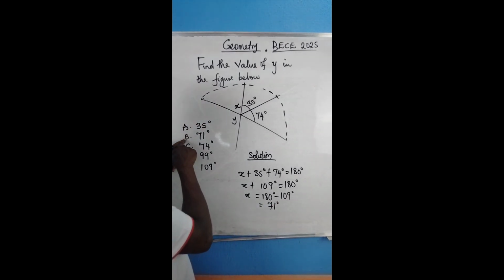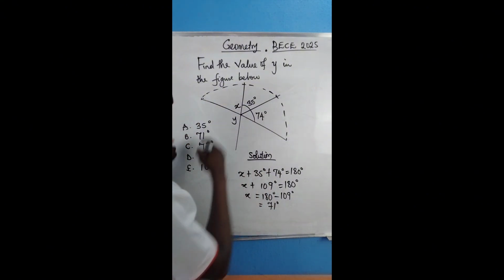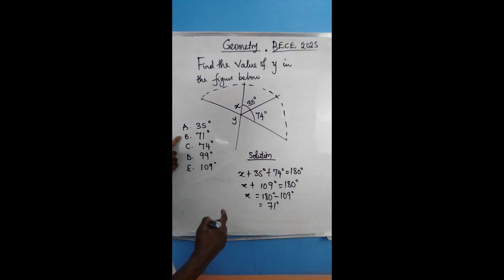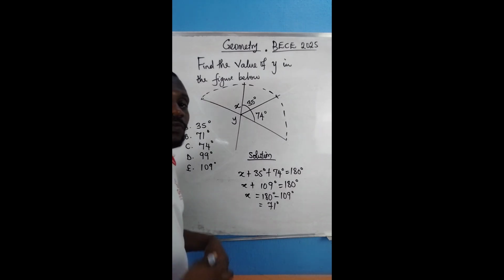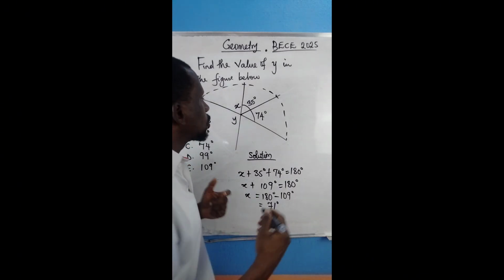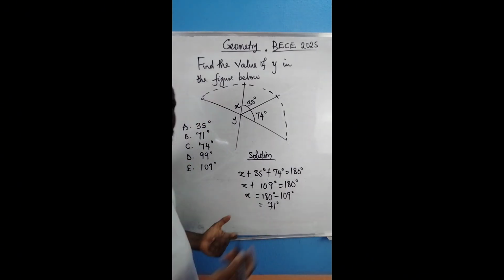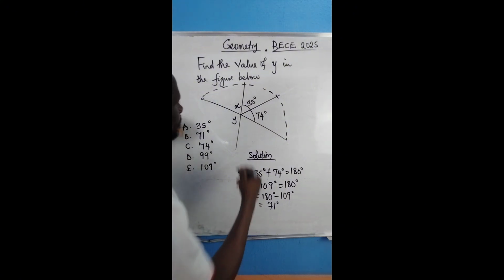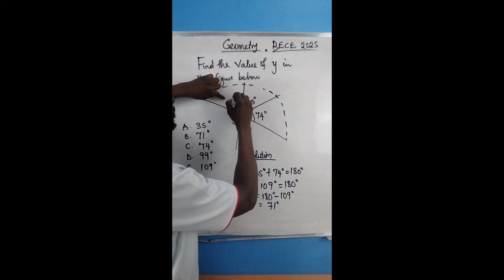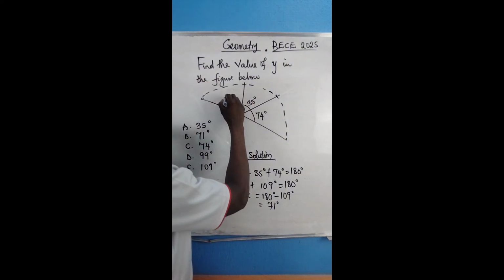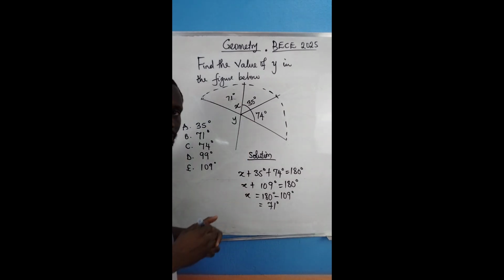Now we have 71 degrees here, but that's not our final answer. According to the options we have 71, 35, 74, 99, and 109. So which one will be the final and eventual result? We don't know yet until we get to the final stage. So here we can take this x now as 71 degrees.